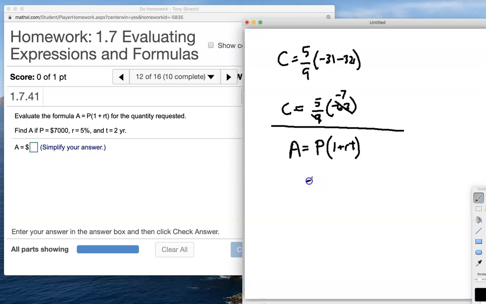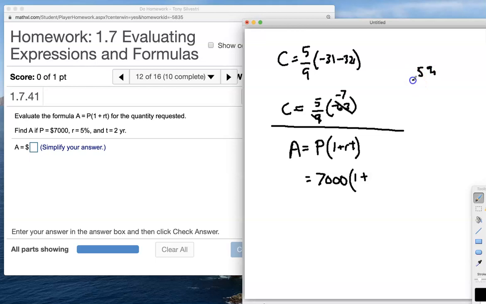So, if I were to put in $7,000 in the bank, right there, and 1 is just 1, there's nothing to substitute there, plus R. R is 5%. Now here's the key to doing this problem. You don't do math with percents. You do math with decimals. So 5%.